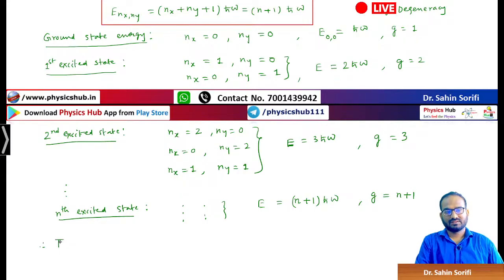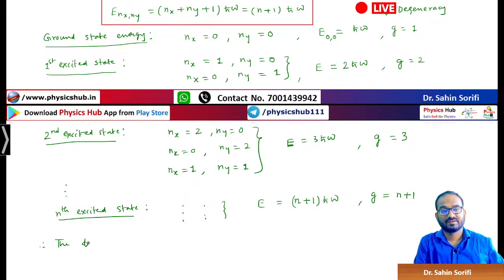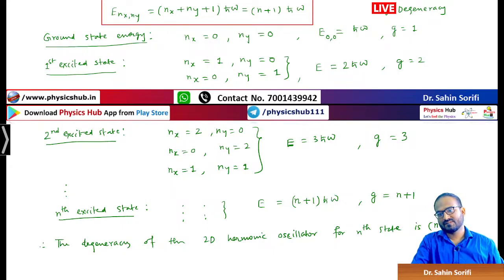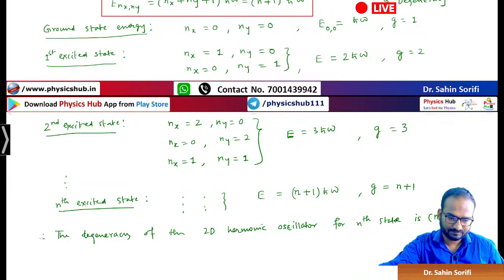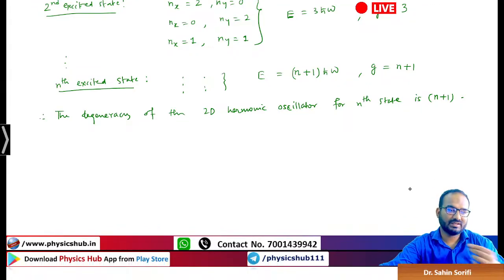So you can write the degeneracy. This is the ultimate conclusion, that the degeneracy of the 2D harmonic oscillator for the nth state is n plus 1. So I hope 2D is clear.